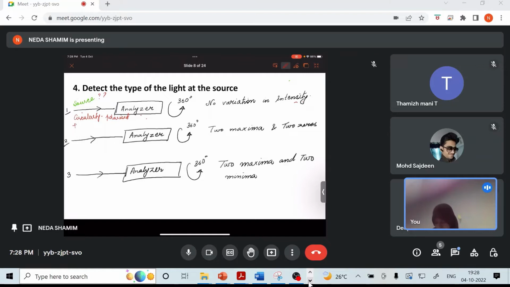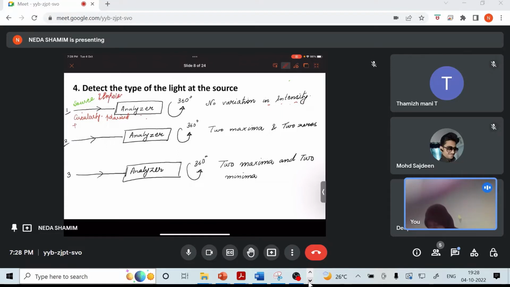I am not measuring any intensity over here. I'm just rotating it, and I'm seeing there is no variation in intensity. So what other type of light can be here? It can be an unpolarized light, right?